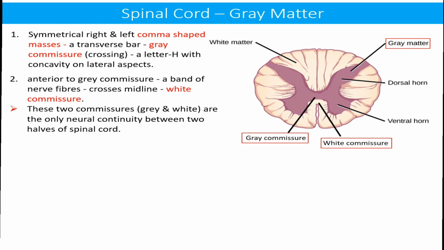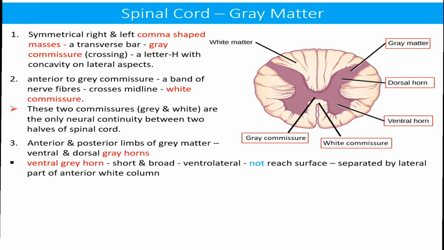These two commissures, that is gray and white commissures, are the only neuronal continuity between two halves of the spinal cord. Anterior and posterior limbs of gray matter are also named as ventral and dorsal gray horns. The ventral gray horn is present as a short and broad mass and is directed ventrolaterally. It does not reach the surface and remains separated by the lateral part of the anterior white column.